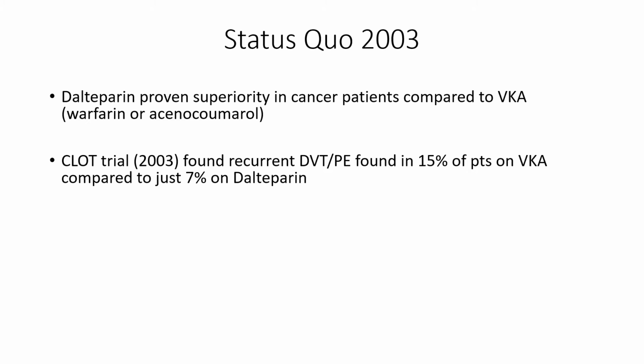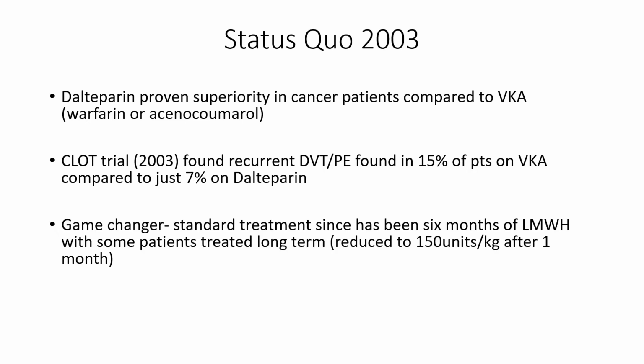So recurrent DVTs and PEs in people on warfarin and such like was at 15%. This was compared to just 7% on dalteparin. So that gave definitive evidence that low molecular weight heparins were superior to vitamin K antagonists in treating cancer-associated thromboses. This is something of a game changer.